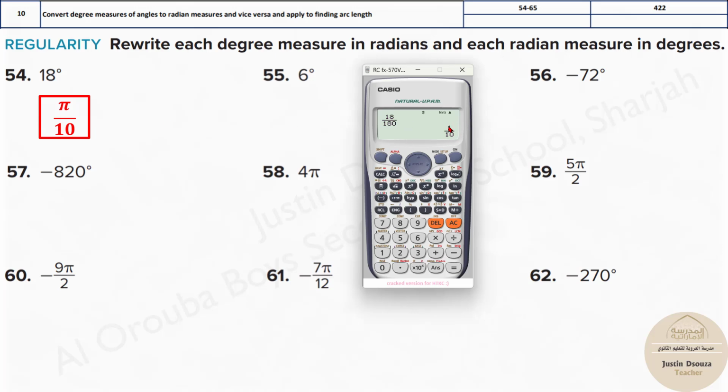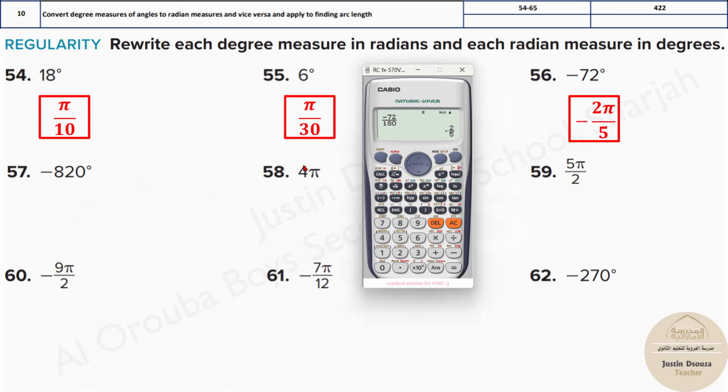Because you multiply by pi, it will be in the numerator. Same thing here. Just change this to 6, and the answer is pi by 30. You can try them all. If it's minus, don't worry. Just put in minus 72 degrees and it will be negative 2 by 5 pi. That's how we do it.